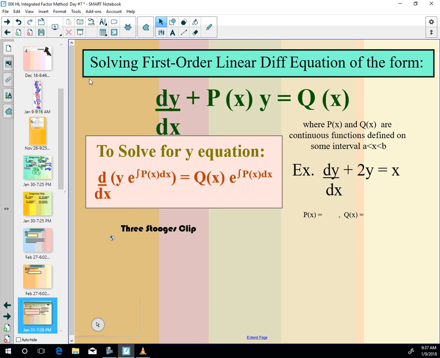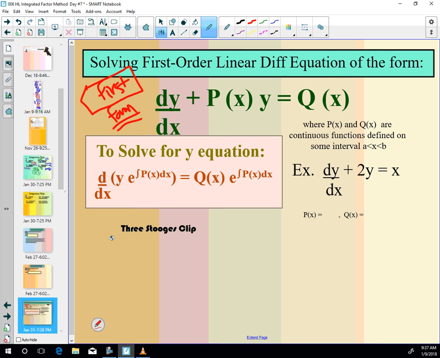The first thing that you're going to need to do is look for the form. You got to get this form. First and foremost, you have to get this form: dy/dx, something with y, something without y. One more time: dy/dx, something with y, something without y.